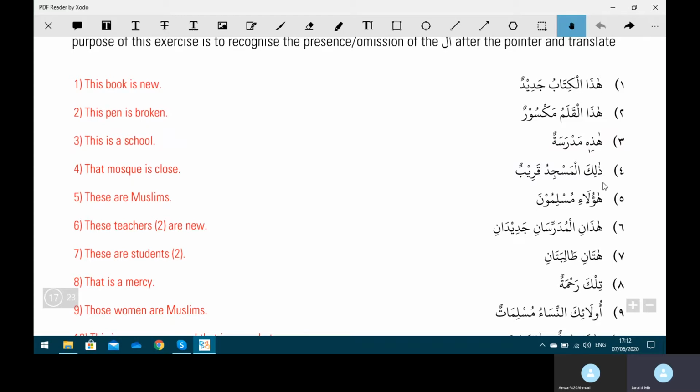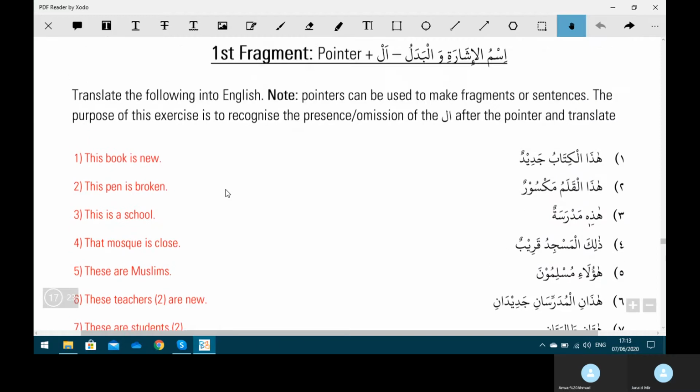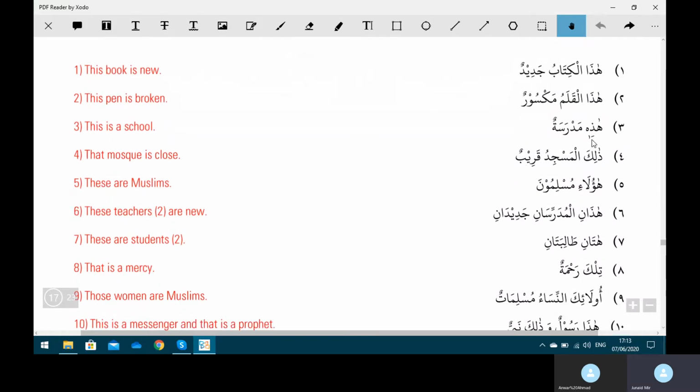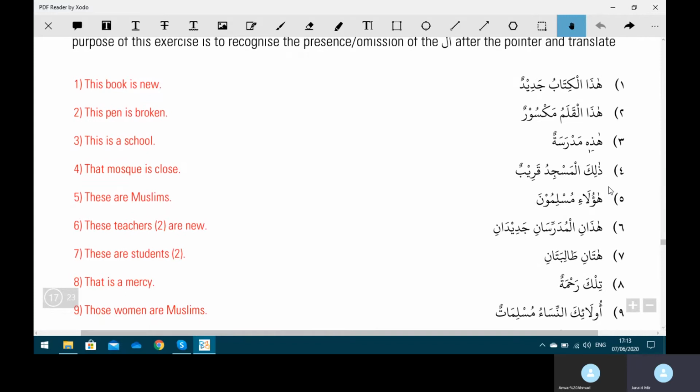ذَلِكَ الْمَسْجِدُ means that mosque. Fragment. It's not a complete sentence, not complete meaning yet. قَرِيبٌ means close. So that mosque is close. Did you all find it okay figuring out where to put the word is? Or are any of you confused about that?